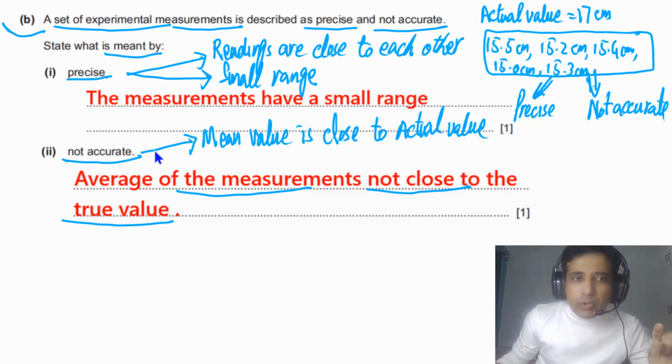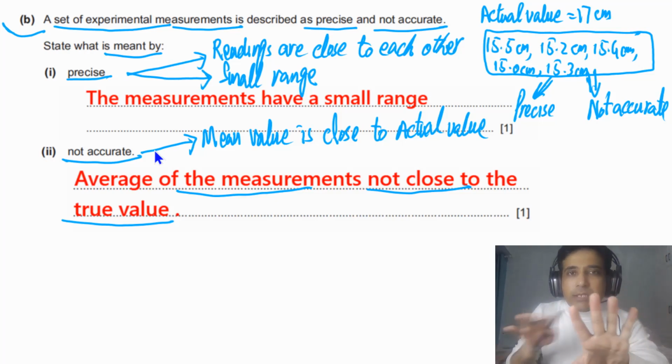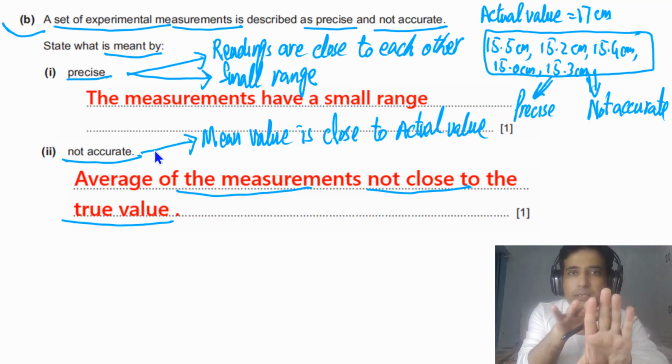When we talk about accuracy, we calculate the mean value of the data and compare it with the true value. When we talk about precision, if the measurements are close to each other and have a small range, we can say data is precise. You can also understand it like this: imagine that these fingers are the measurements. If they are close to each other like this, this data is precise. If they are away from each other, this data is not precise.